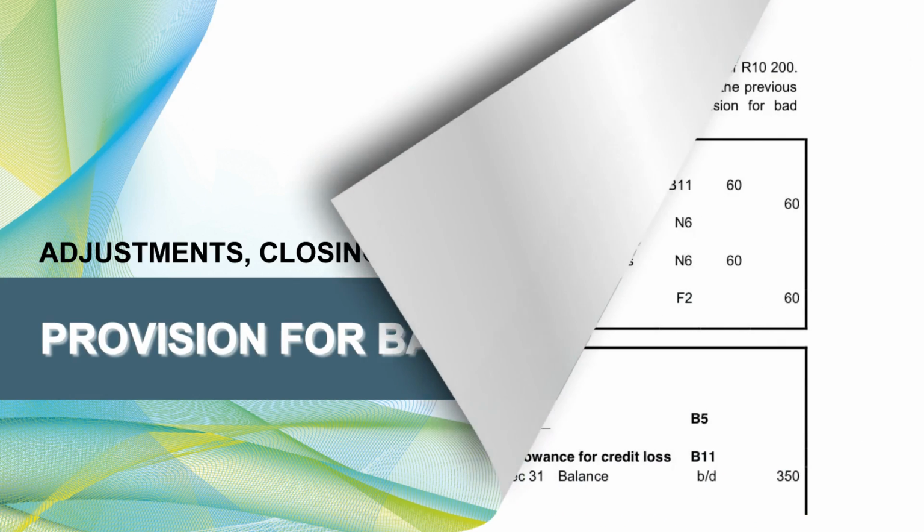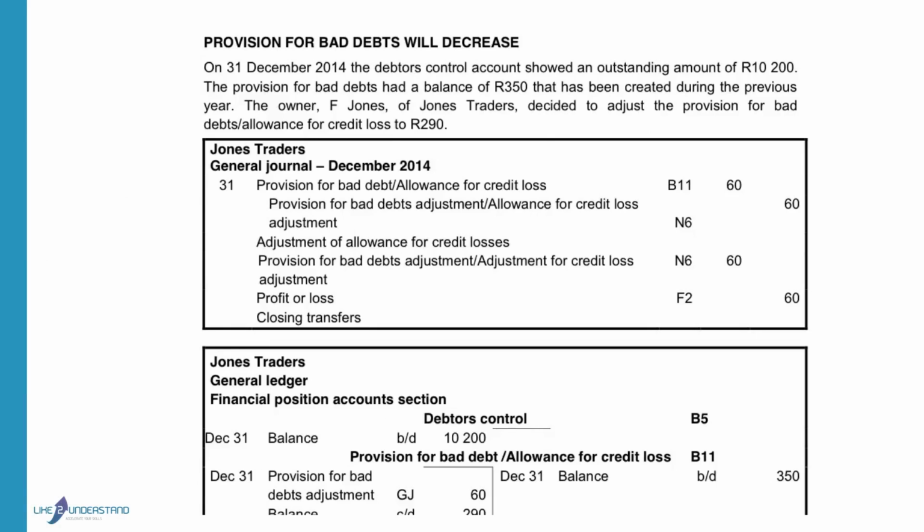Good morning. We will pay attention to provision for bad debts today when the provision is decreased at the end of the financial year. On 31st December 2014, the debtors had an outstanding amount of 10,200. The provision for bad debts had a balance of 350 that has been created the previous year. The owner decided to adjust the provision for bad debts to 290 rand.